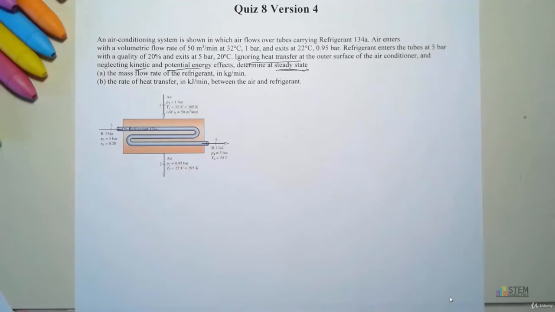So it's in the tube. Notice the units, kilograms per minute, and we want to find the rate of heat transfer in kilojoules per minute between the air and the refrigerant. So let's get started on part A.